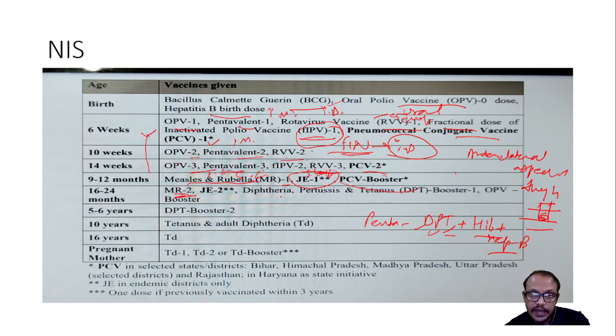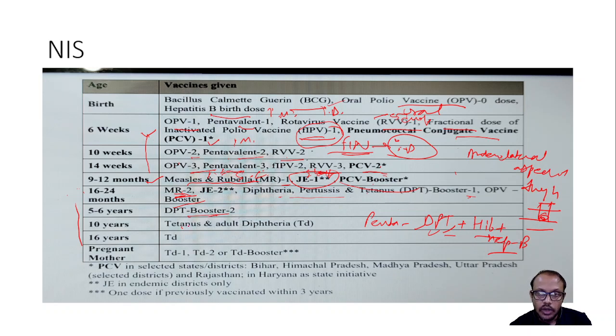Then booster doses of DPT are given, booster 1 and booster 2, at 5 to 6 years. OPV booster is also given at 16 to 24 months. So up to 1 year, all the vaccines are given, and after 12 months these booster doses are there. That is why whenever the child has been immunized up to 1 year, we can say that it is completely immunized, and after that booster doses are given.